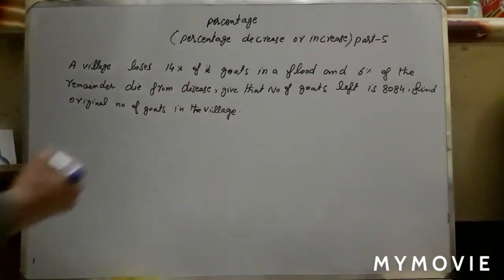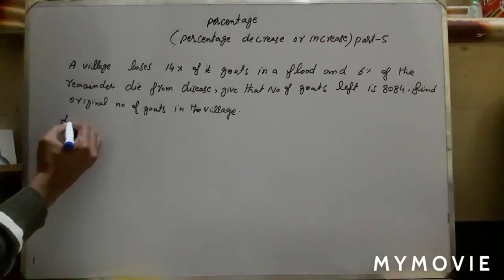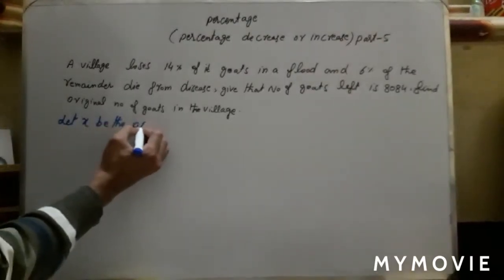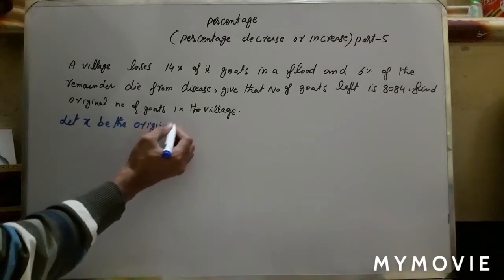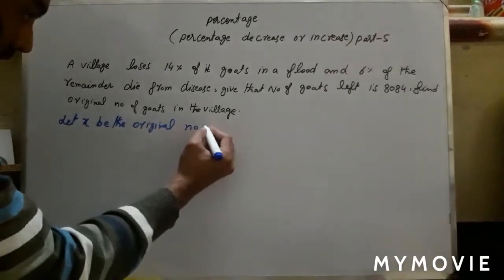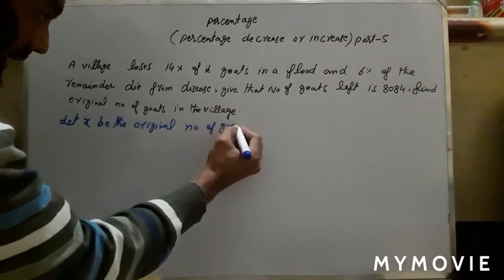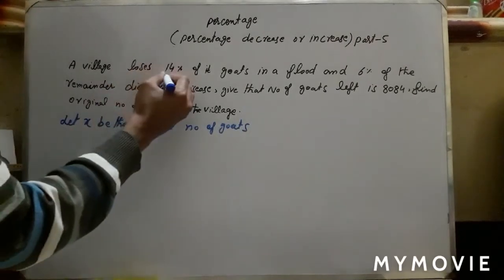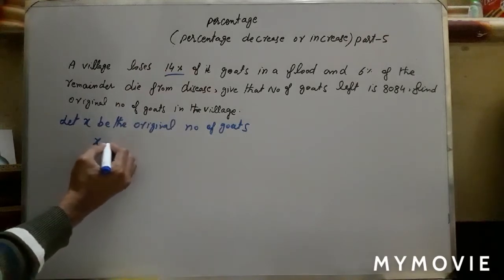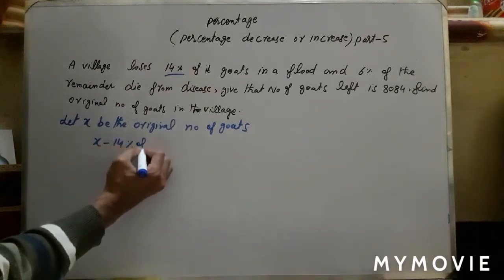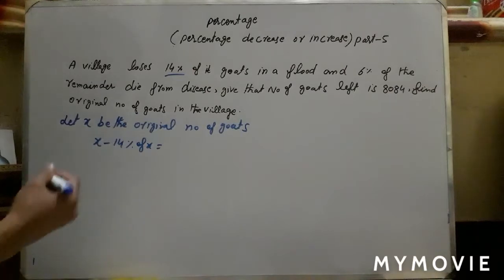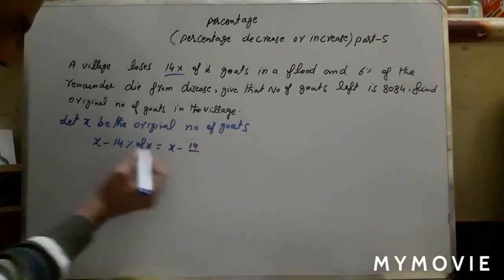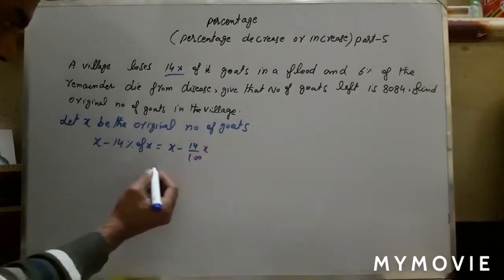Find out. Let x be the original number of goats. X be the original number of goats, and how many are lost? 14%. X minus 14% of x, which is x minus 14 by 100 of x.